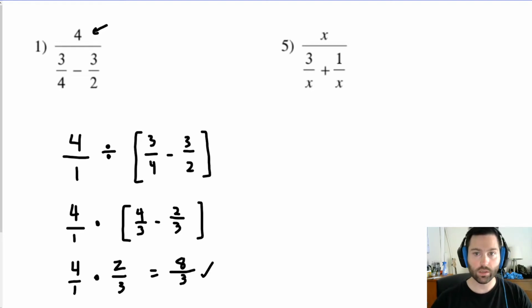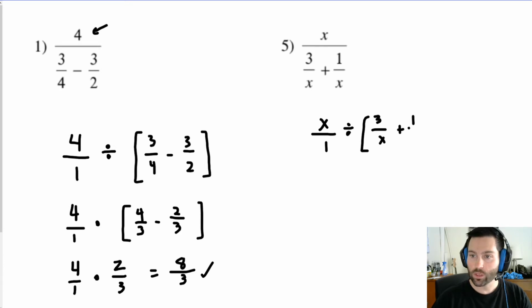So let's take a look at number 5. I'm going to do almost the same thing, but a little bit differently. In the top, I'm going to write x over 1. And then that's divided by, and then in brackets here, 3 over x plus 1 over x. So I am going to use the opportunity I have here to combine these like terms because the denominators are already the same. In the previous problem, I used it to my benefit to flip them first and then combine like terms. You can combine like terms first if they already have a common denominator, and then you can flip them after.